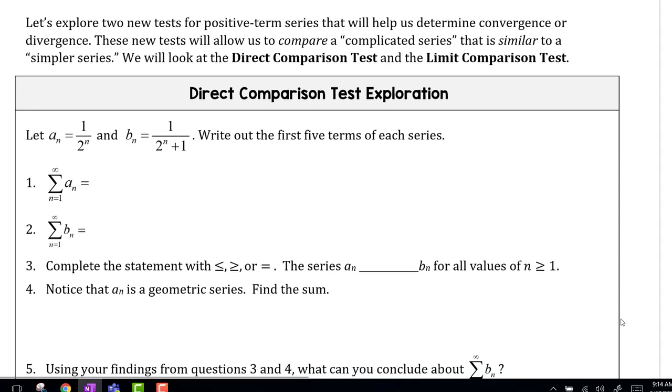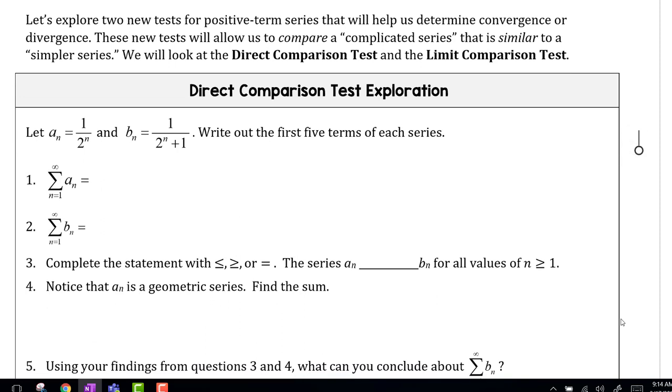What we're going to look at are two nth terms. If you let a sub n be 1 over 2 to the n and b sub n be 1 over 2 to the n plus 1, we can see they're similar, but b sub n is a little more complicated. If we look at how they're related to each other by writing out the terms, we may notice how we can use these to compare whether or not they converge or diverge.